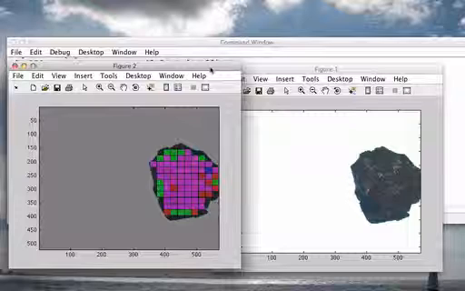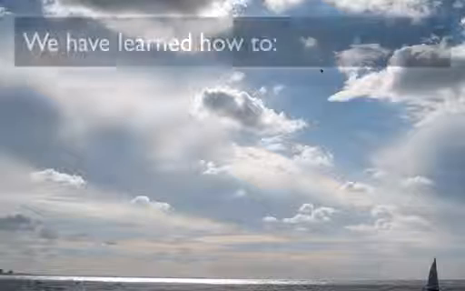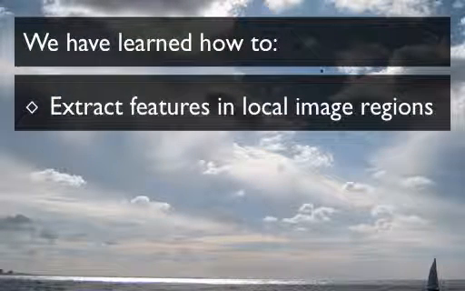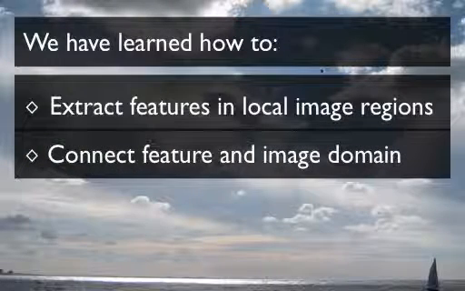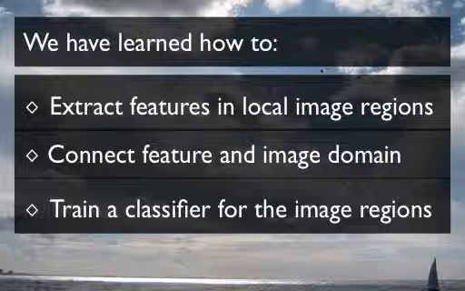Ultimately, what we need for rock sorting is one decision on the entire rock. In the next tutorial, we will see how to fuse the local decisions into a single one and how to optimize the rock sorting system. Summarizing, we have seen how to extract features in local image regions, how to connect feature and image domain, and train a classifier for the image regions.